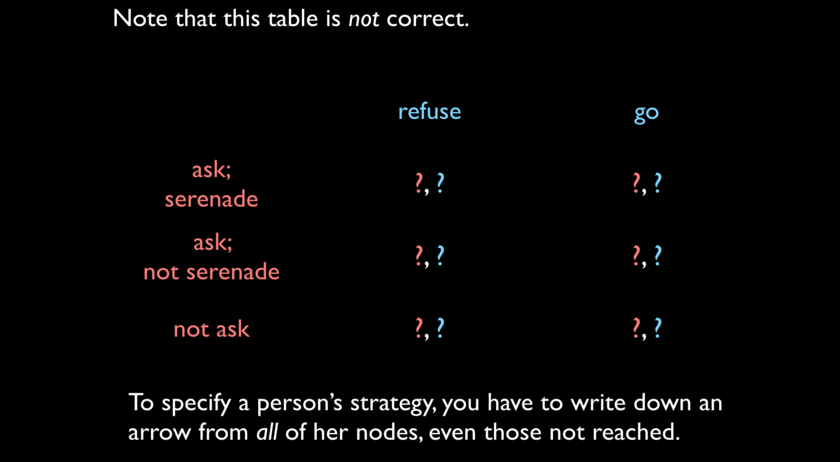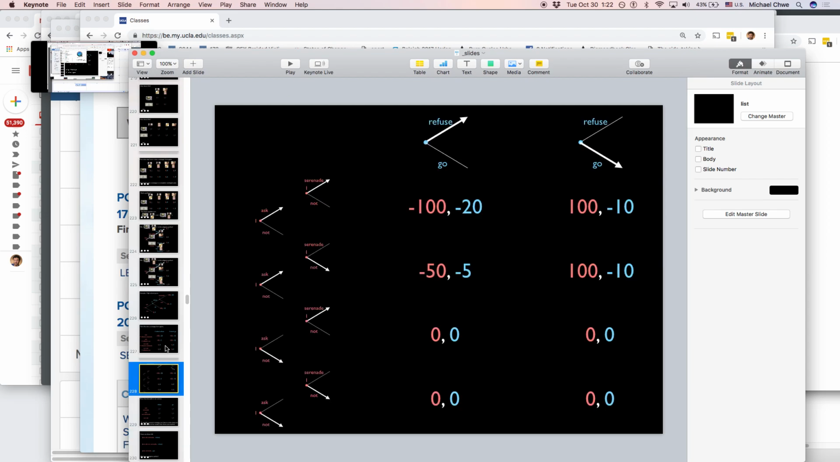Again, to specify a player's strategy, you have to write down an arrow from all of their nodes, even those not reached. All right. I think there are 3 Nash equilibria. Let's stick to the Nash. We haven't done subgame perfection yet.